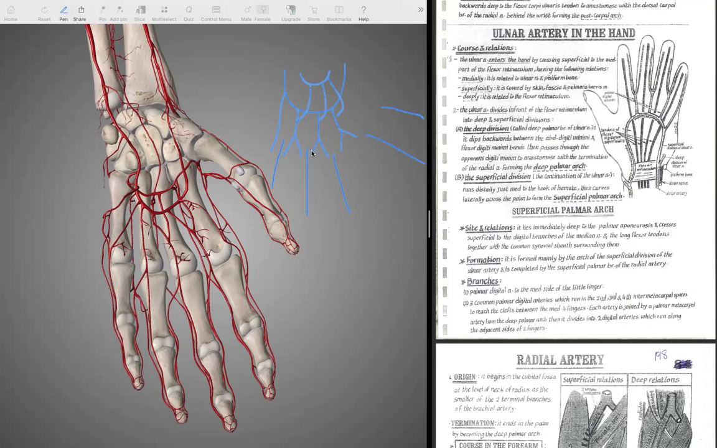Now, what are those here? Here, we have them. Divides into two digital arteries, which run along the adjacent sides of two fingers. This is the simplistic way of seeing the superficial palmar arch. Okay? Any questions about the superficial palmar arch? Any questions?